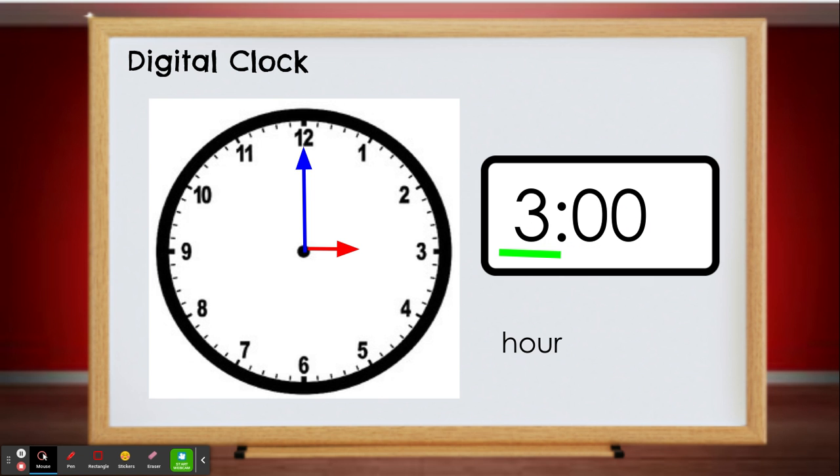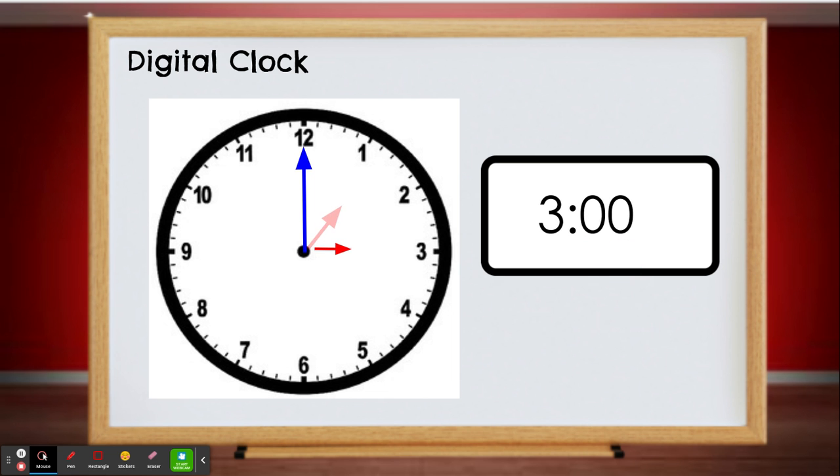So if you see our analog clock, the small hand is pointing to the 3, and our digital clock starts with that hour, which is 3. Then after our two dots, we have these two digits, which represent the minutes. And in this case, our analog clock is pointing to o'clock, and o'clock means 0 minutes. So we read this digital clock as 3 o'clock.